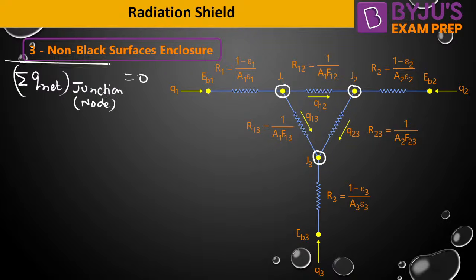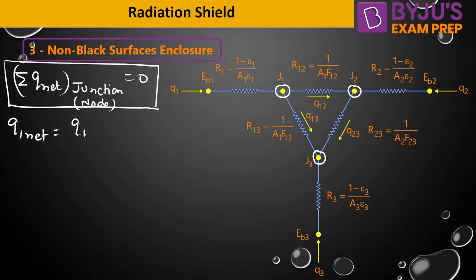Net heat transfer to the node is equal to 0. According to the circuit diagram, net current at the junction will be equal to 0. Net current flow to the junction will be equal to 0. So can we say Q1 net is equal to Q1 to 2 plus Q1 to 3, isn't it? Q1 to 2 plus Q1 to 3 at node J1.